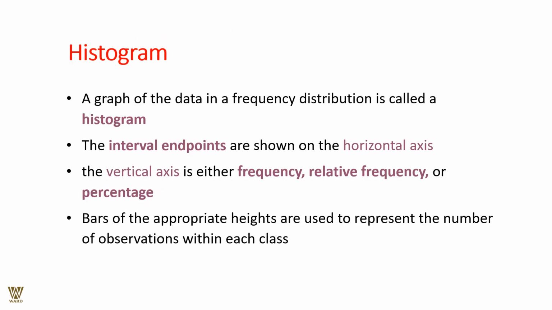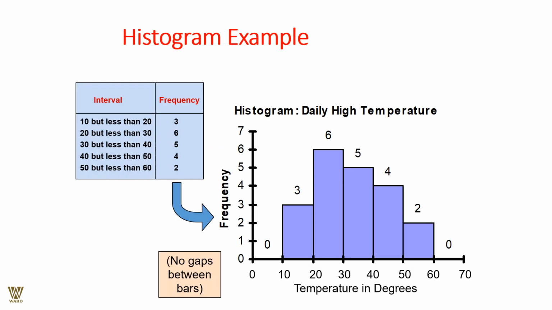Histogram: the graph of data in the frequency distribution is called a histogram. The interval endpoints are shown on the horizontal axis. The vertical axis is either the frequency, relative frequency, or the percentage. Bars of the appropriate height are used to represent the number of observations within each class. And that is what a histogram would always be reflecting.